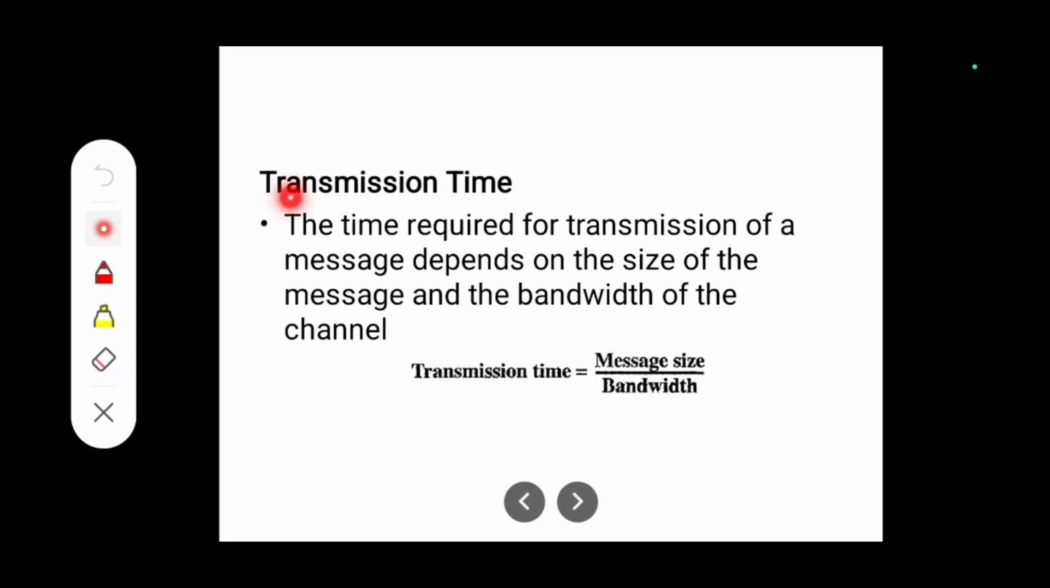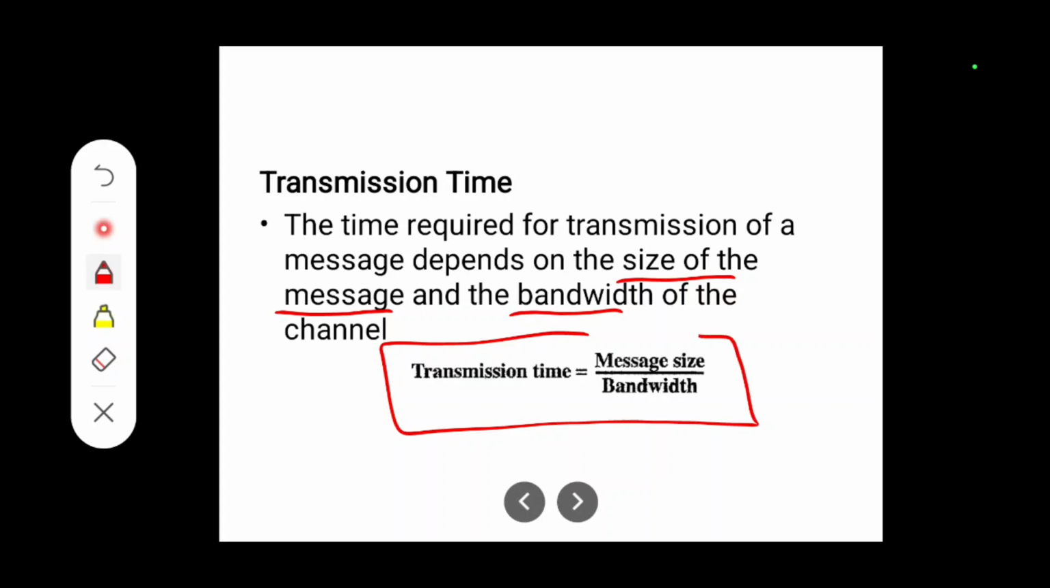Next is transmission time. The time required for the transmission of a message depends on the size of the message and the bandwidth of the channel. So there are two factors that the transmission time depends upon: the size of the message and the bandwidth of the channel. If we divide the message size by the bandwidth, we will get the transmission time. That is the formula, and it has to be studied. So the transmission time is message size by bandwidth.